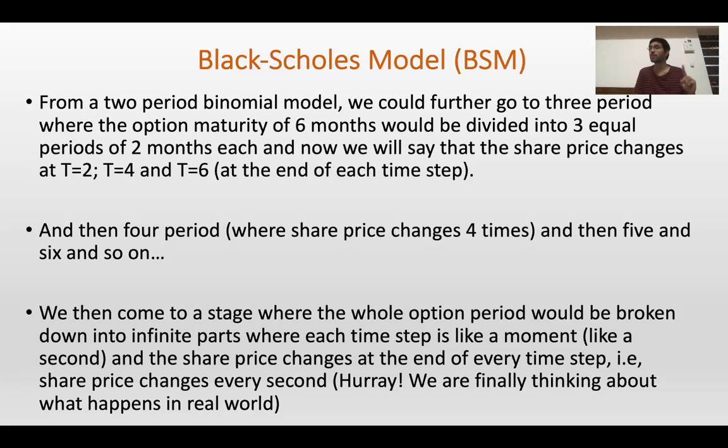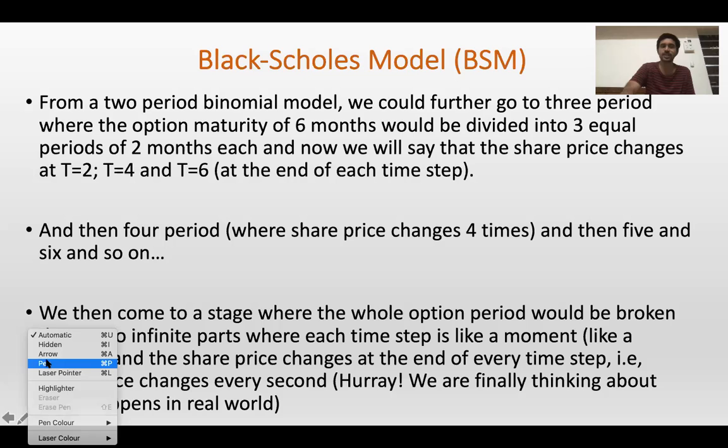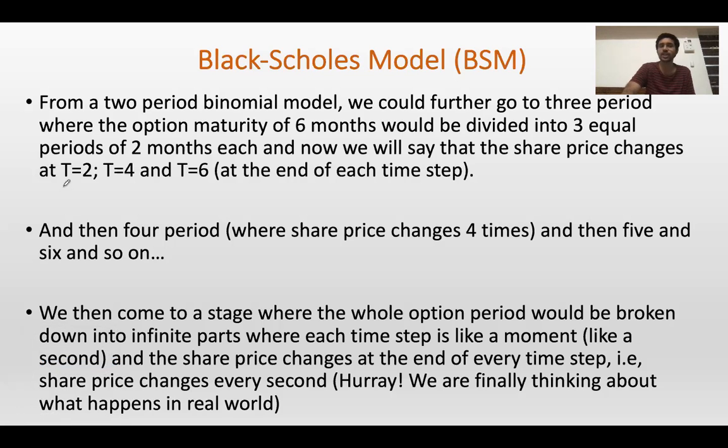Now we will say that the share price can change thrice during an option contract. In the single period binomial, we said it can change once. In the 2-period binomial, we're saying it can change twice. In the 3-period binomial, we're saying the share price can change 3 times, at the end of each time step, meaning the share price can change once at t equal to 2. The second time it can change is at t equal to 4. And the third time it will change is at t equal to 6.